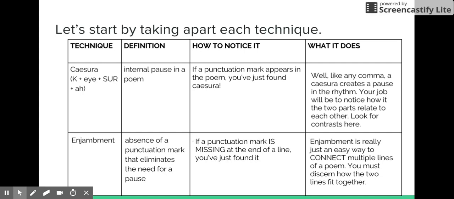What you're looking at is the fact that it creates a pause in the rhythm, and for your analysis, you're going to look at how these two parts connect to each other. The next punctuation device is enjambment. If caesura slows it down because there's punctuation marks, enjambment does the opposite. It connects two separate lines by eliminating the punctuation mark. So there is no pause, it becomes a continuous idea. So then your job is to discern how the two parts fit together.